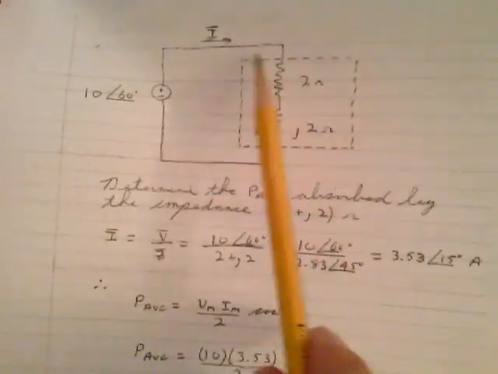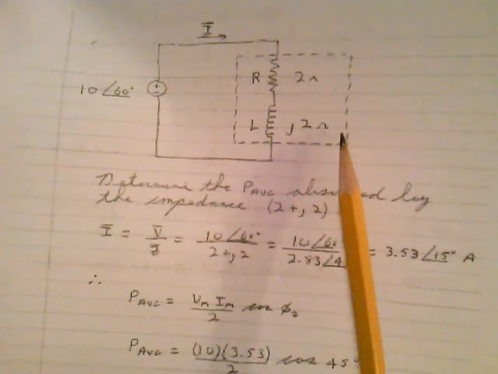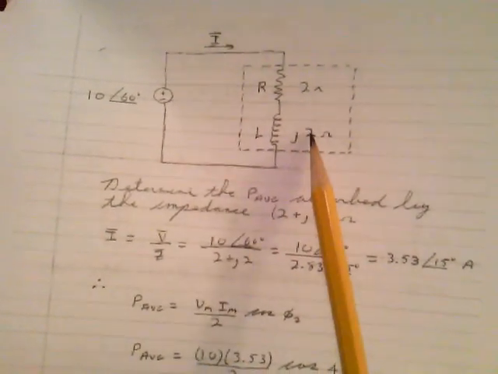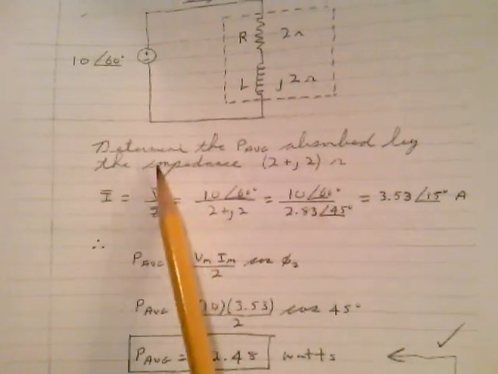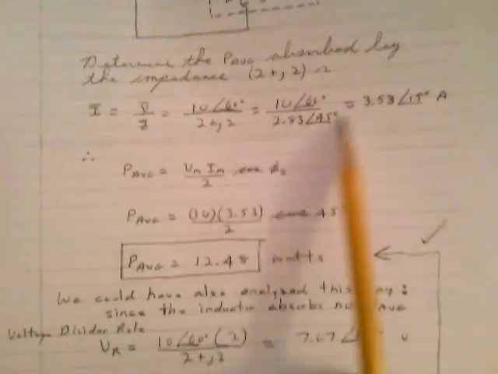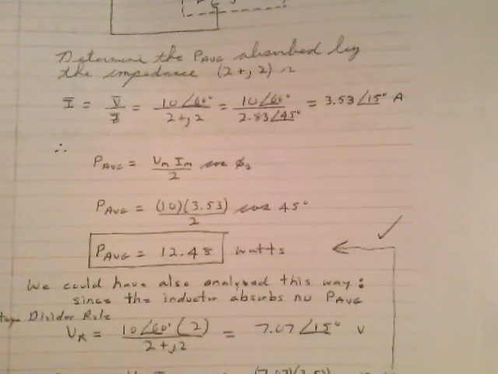I mean, that very well could be a small AC motor, or it could be the model of the resistance maybe of my solenoid valve. But I want to determine the average power absorbed by this load, this impedance. Well, there's my analysis. I went ahead and calculated the current.